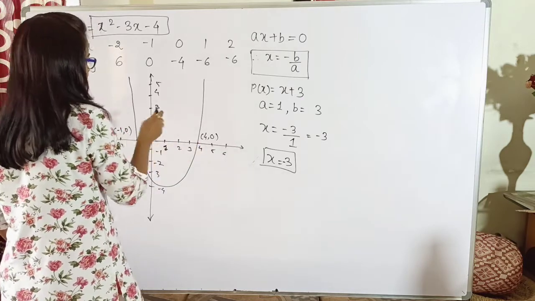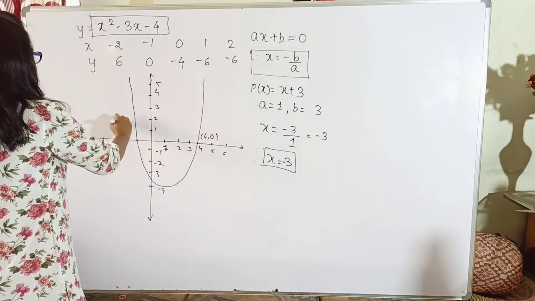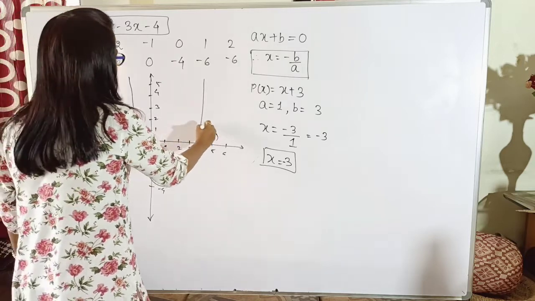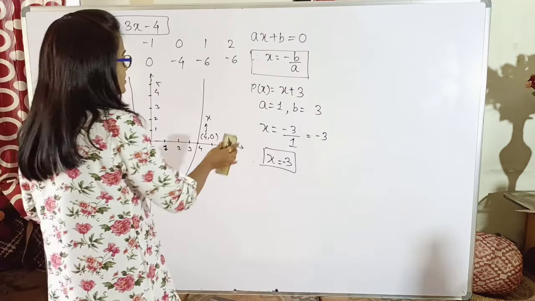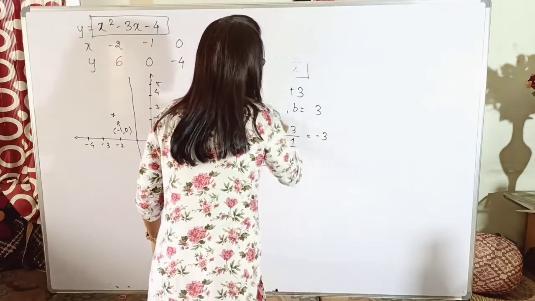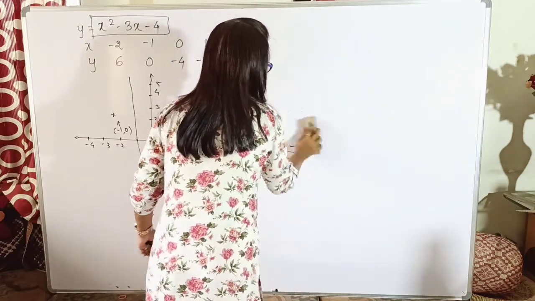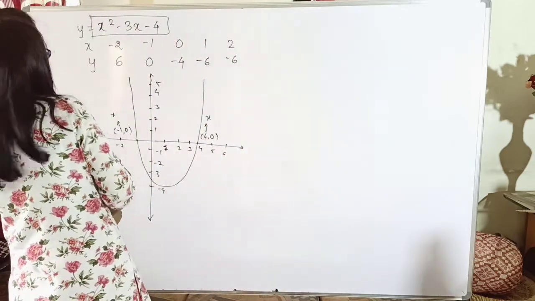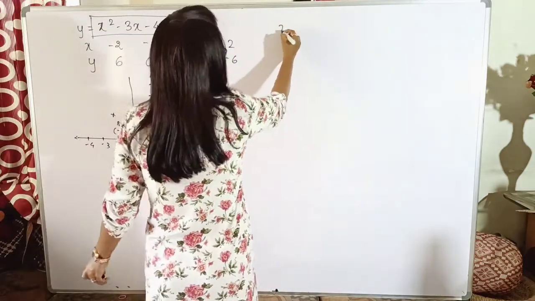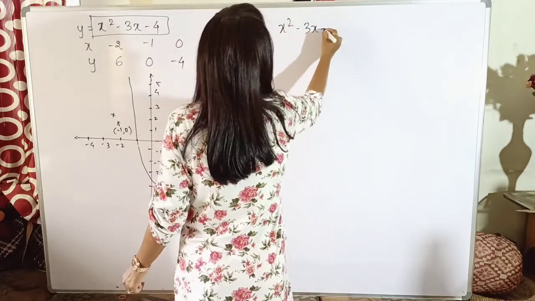Okay, and the values of x are: here the value of x is -1, whereas here the value of x is 4. Now you know how to find the zeros of a quadratic polynomial also, isn't it? By the method of factorization. Okay, so let us find the zeros of this given polynomial. It says x square minus 3x minus 4.